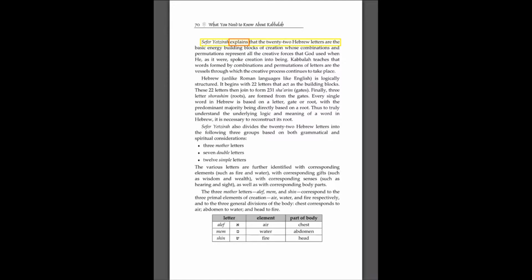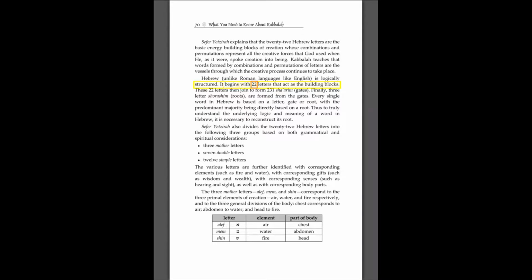Sefer Yetzirah explains that the 22 Hebrew letters are the basic energy building blocks of creation, whose combinations and permutations represent all the creative forces that God used when He, as it were, spoke creation into being. Kabbalah teaches that words formed by combinations and permutations of letters are the vessels through which the creative process continues to take place. Hebrew, unlike Roman languages like English, is logically structured.